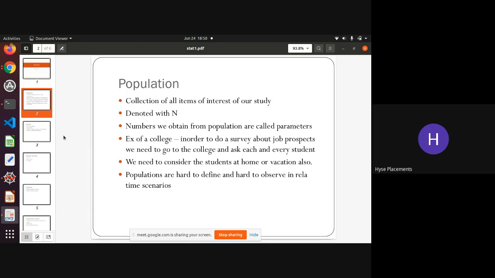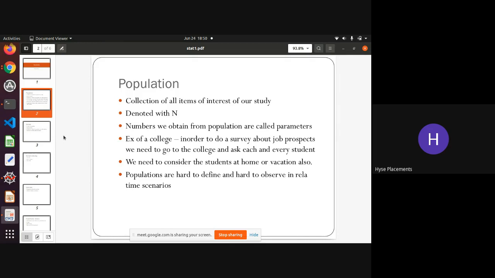Numbers we obtain from the population are called parameters. The numbers we obtain from the population might be the sum or a mean or something. It's not the mean exactly, it's just numbers like the sum; whatever manipulations we apply to the entire population, those results are called parameters. Okay, example. I have given examples here as well. Example of a college: in order to do a survey about job prospects, we need to go to the college.